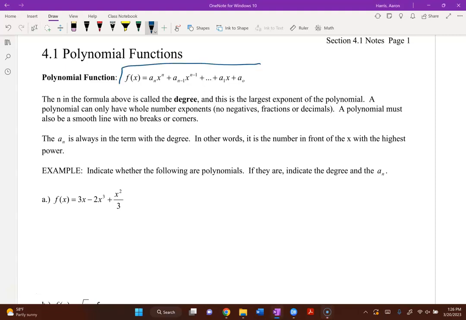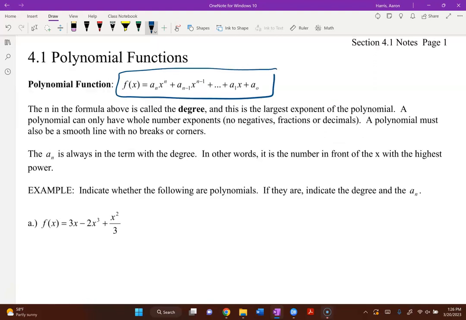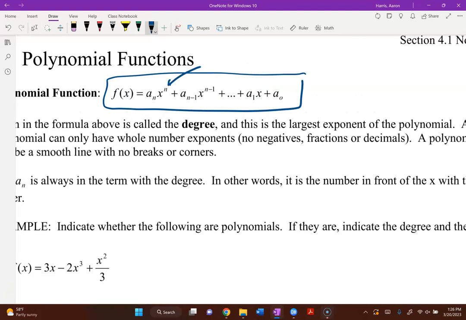Will be of this form, where your degrees, these powers, the exponents, must be whole numbers. So who's the set of whole numbers? Right, there's our whole numbers.